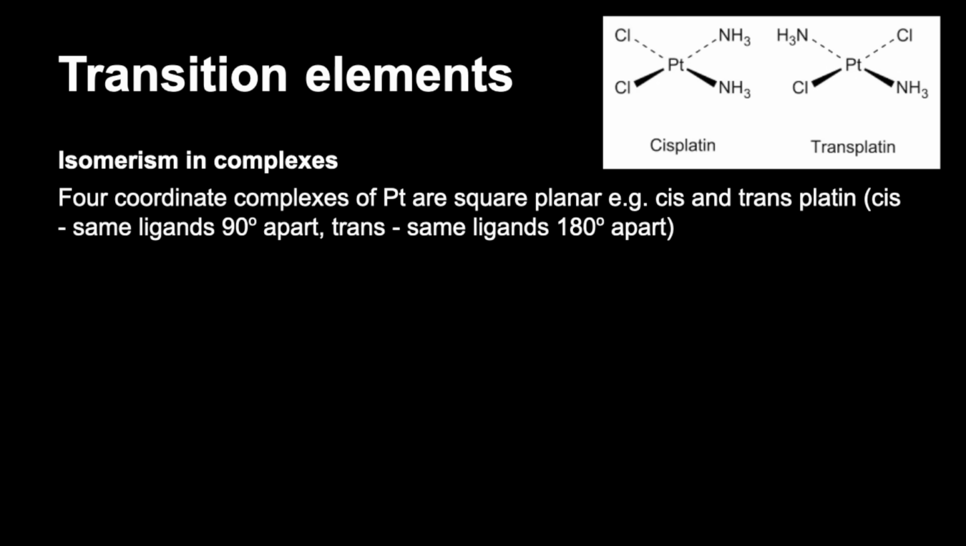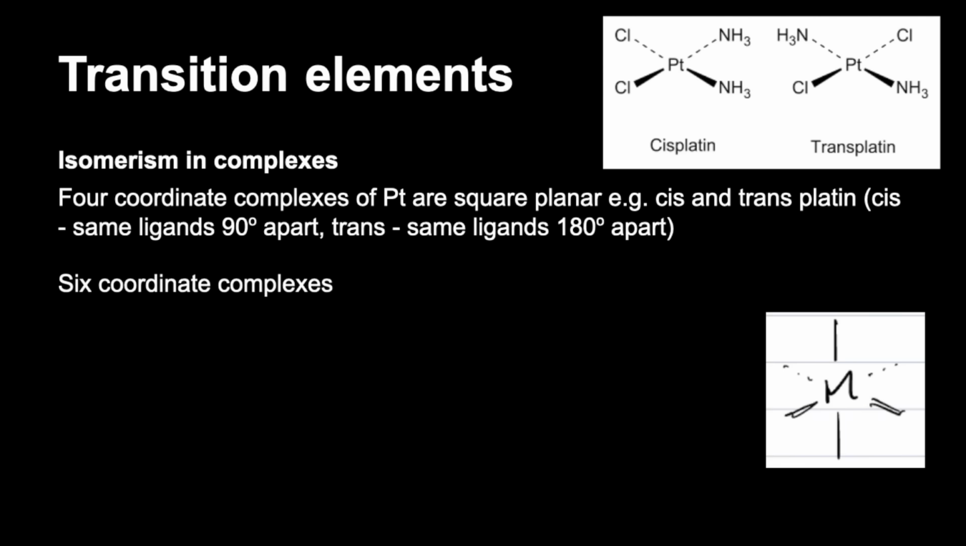So moving on to isomerism in transition element complexes. We'll start with 4 coordinate complexes. These are the ones of platinum. Just got to remember that they are square planar. So we've got cis and trans platinum. You can see here that in the cis version, the identical ligands are 90 degrees apart, whereas in the trans version, they are 180 degrees apart.